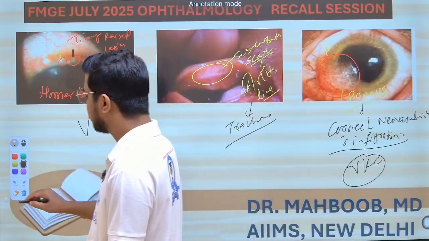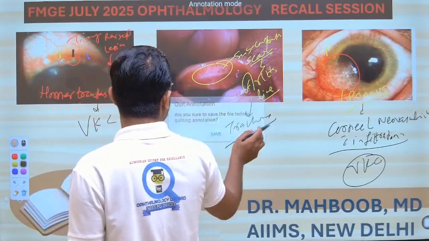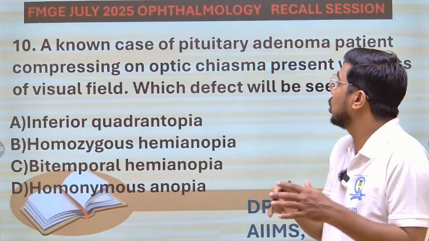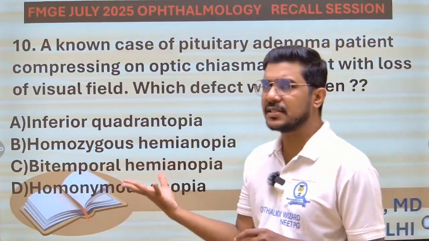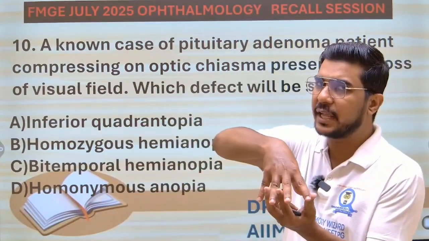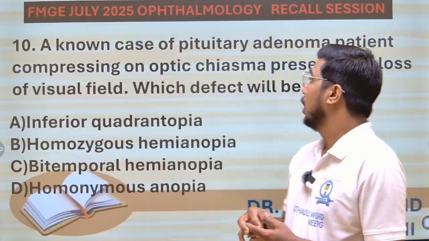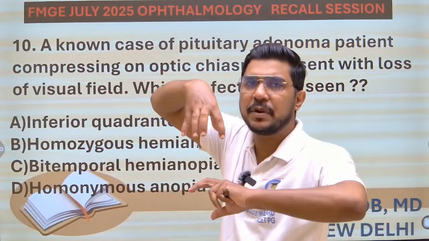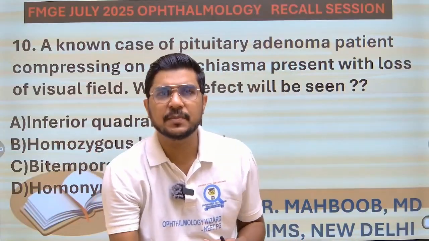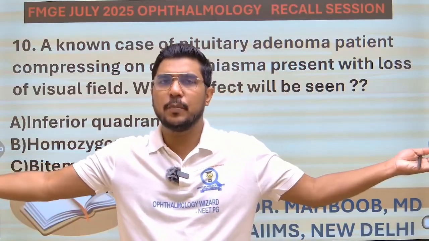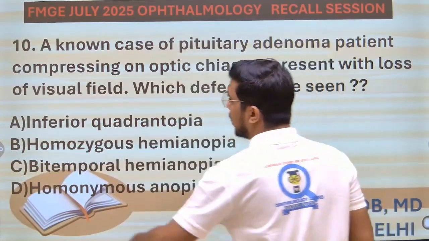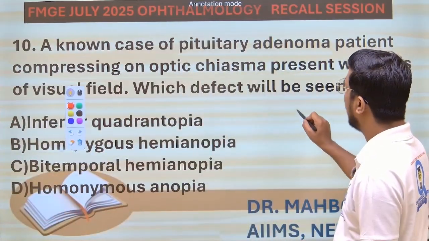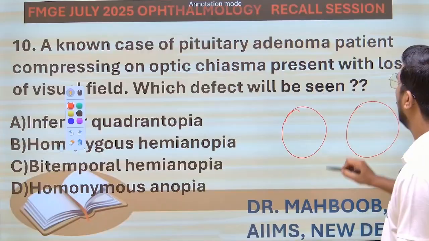Okay, coming to the 10th MCQ: a known case of pituitary adenoma, a very classical example, which is compressing the optic chiasma. Now, what is the visual field defect? Very classical: if something is pressing over the optic chiasma, it's a bitemporal hemianopia. No ifs and buts. Bitemporal hemianopia, how will it look?